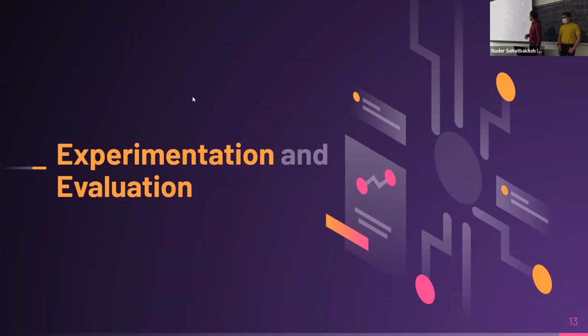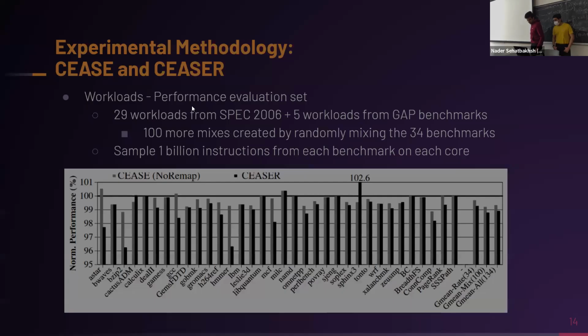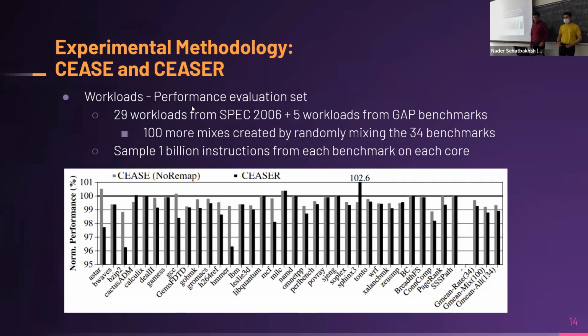Now let's go to the experimentation and evaluation parts. So, experimental methodology: let's talk about both CEASE and CEASER. The way they tested this was they ran different workloads on these circuits. They picked 29 workloads from the SPEC 2006 benchmark and 5 workloads from the GAP benchmark. These are established benchmarks, and you can find the workloads for each of them. If you look at the diagram at the bottom, you see the performance for each of these workloads, with this new circuit and without it.